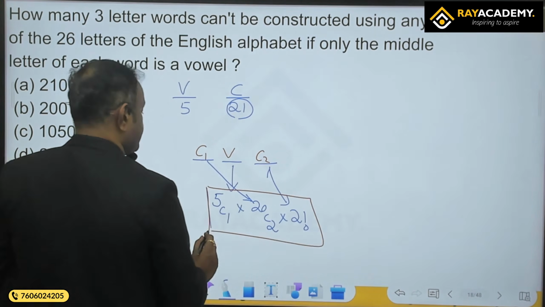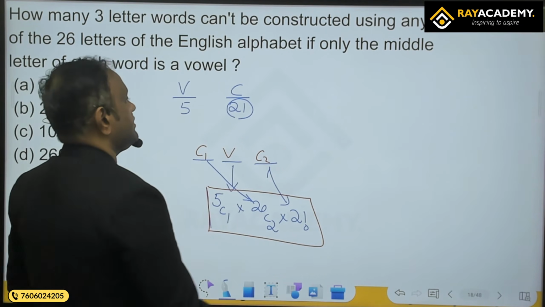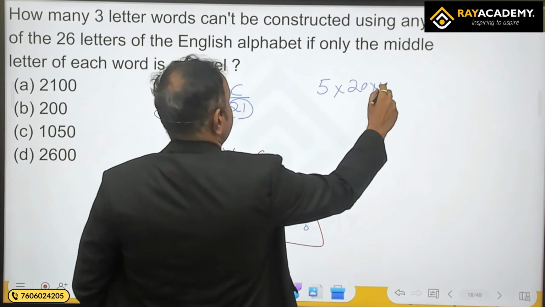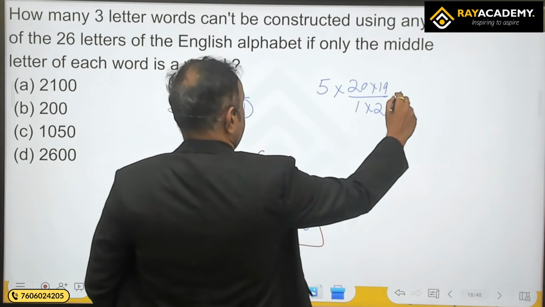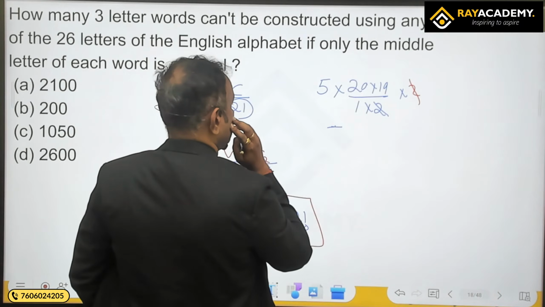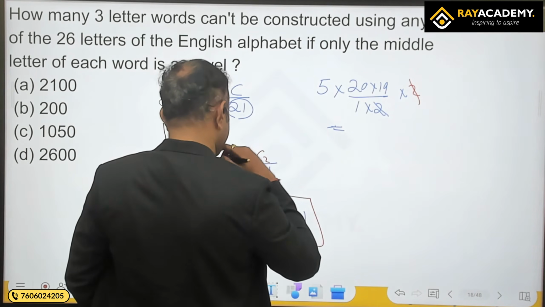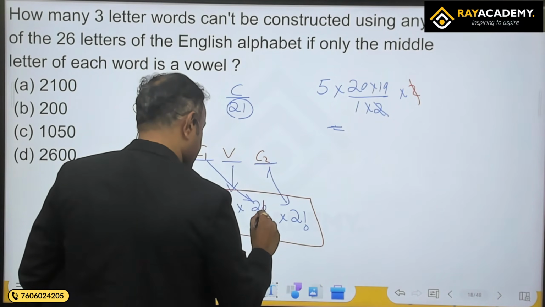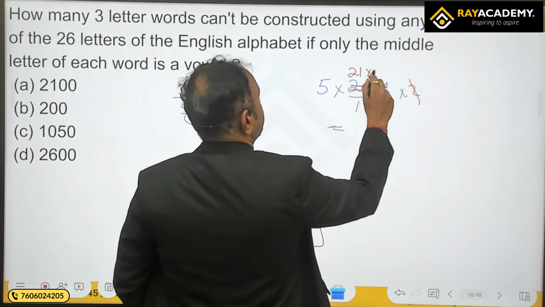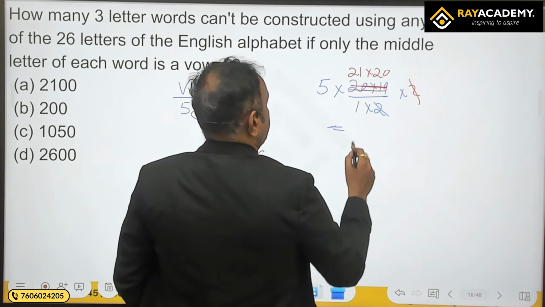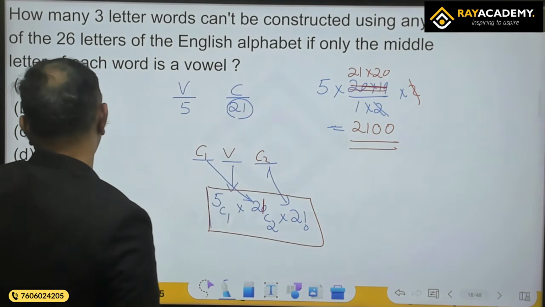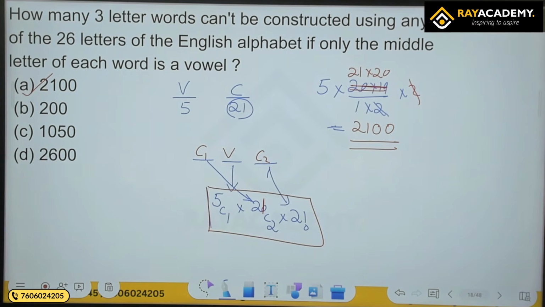5C1 into 21C2 into 2 factorial. Let us calculate. 5C1 is 5. 21C2 is 21 into 20 divided by 1 into 2, and this is 2, so the 2 gets cancelled. Sorry, I made a mistake: it is 21C2, not 20C2. So it is 21 into 20. Yes, now it is correct. So now you are getting 2100 as the answer. Option 2100, so this is option A.